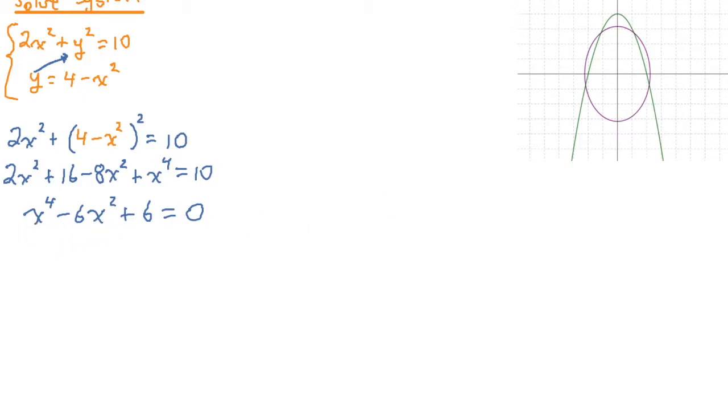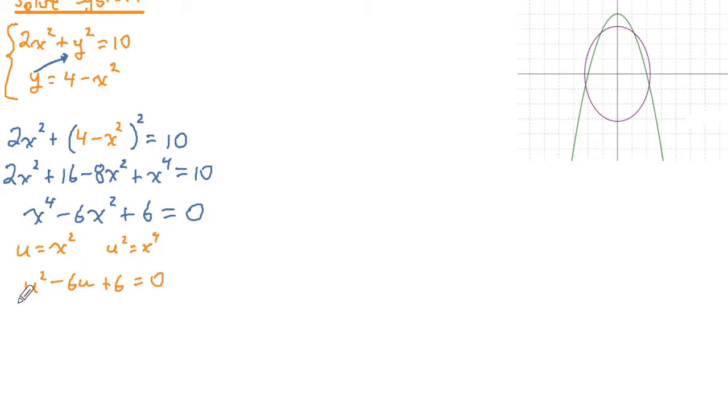So one method is to let the middle term equal u. So I'm going to let u equal x squared. That implies that u squared is equal to x to the fourth. Now the second one is only going to be used for the substitution. It's the first one that's really important. So this converts the equation into u squared minus 6u plus 6 is equal to 0.